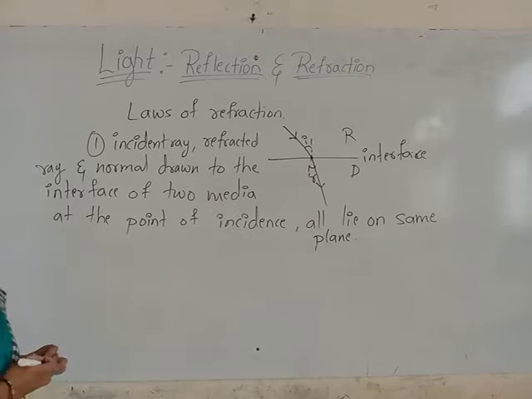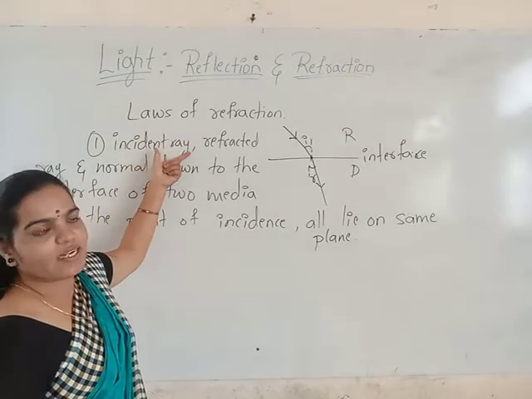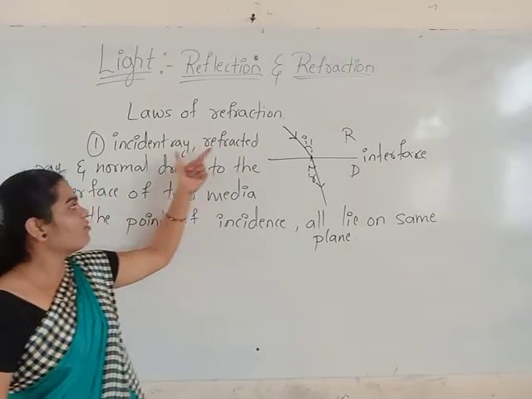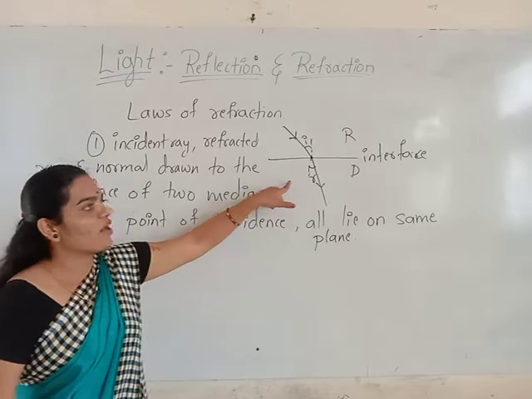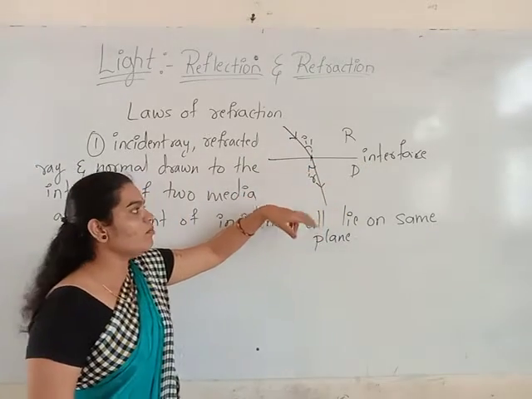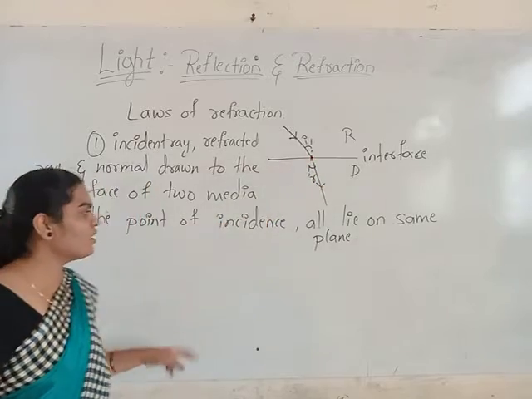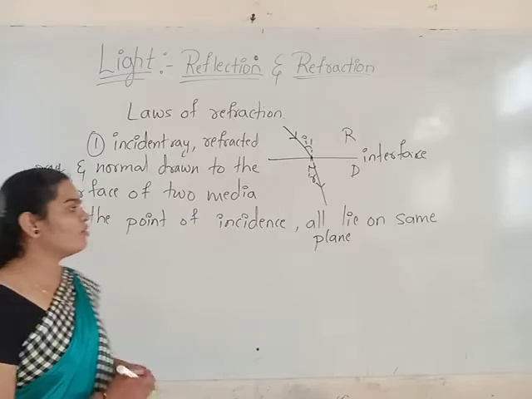So what are those three rays here? One is the incident ray, second is the refracted ray, and the normal, where it is drawn to the interface of two media at the point of incidence. All lie on the same plane. This is the first law of refraction.